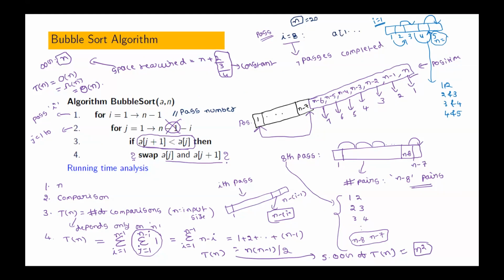See, brother, this is the j value. If i equals 1, what are the j values? 1, 2, up to 4, or not? That means here I am comparing a of j and a of j plus 1. Every time we are comparing j and j plus 1. Is that correct? Is it okay, brother?